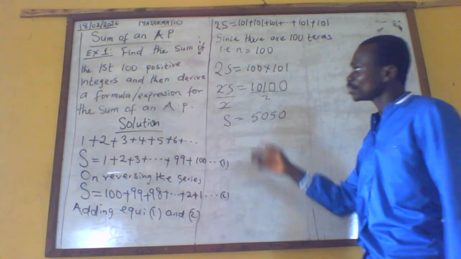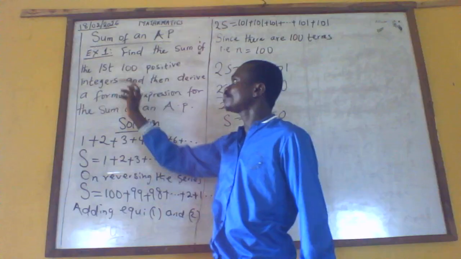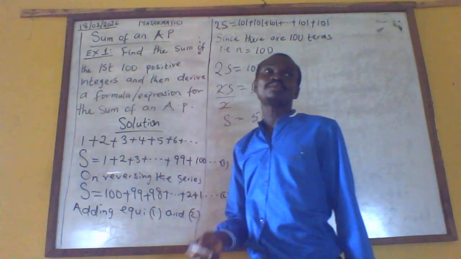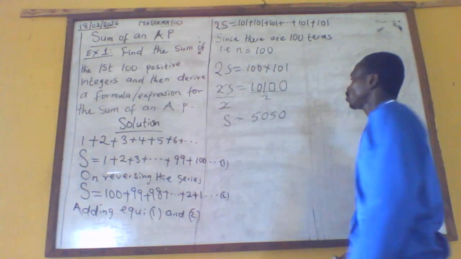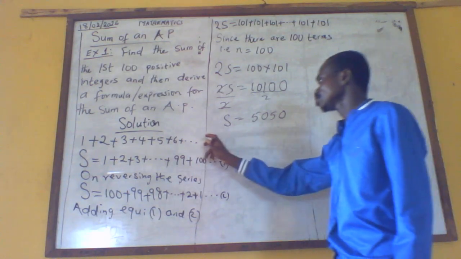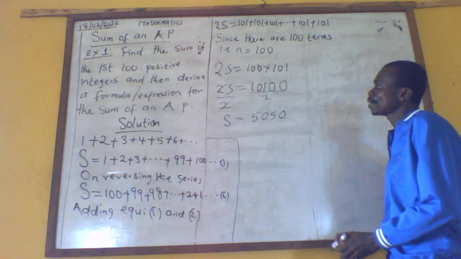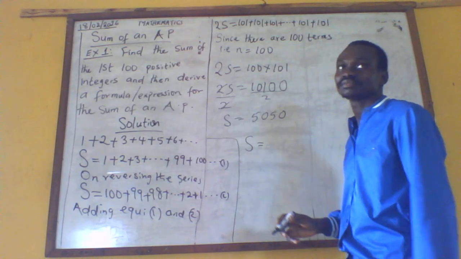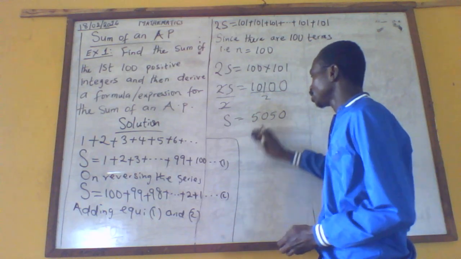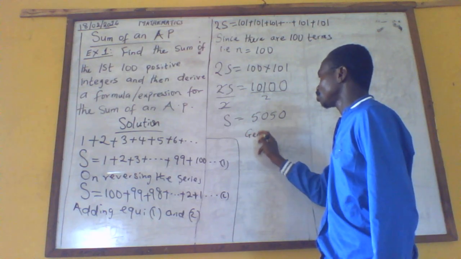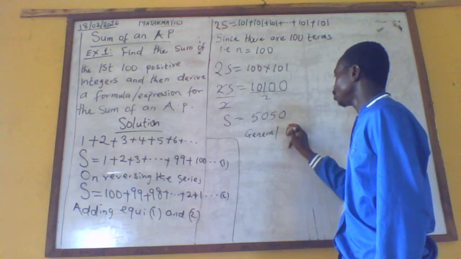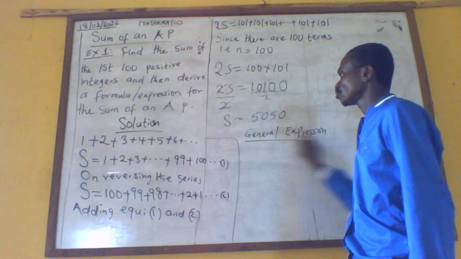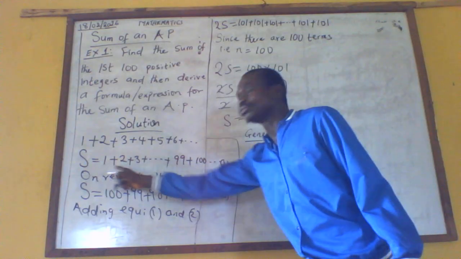So now let us try. We have been able to answer the first part of this question, that says we should find the sum of the first 100 positive integers. Now I want to generalize this. Let's see if we can generalize this. Let's say we have S, let's call it the general expression for the sum of an AP. The general expression.